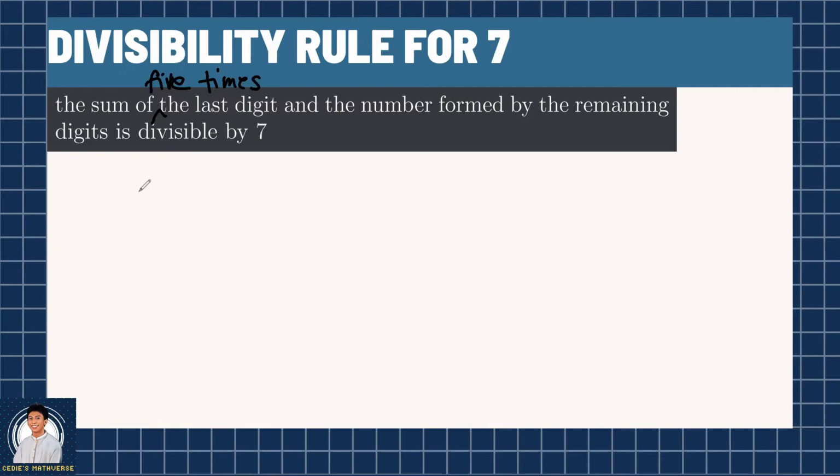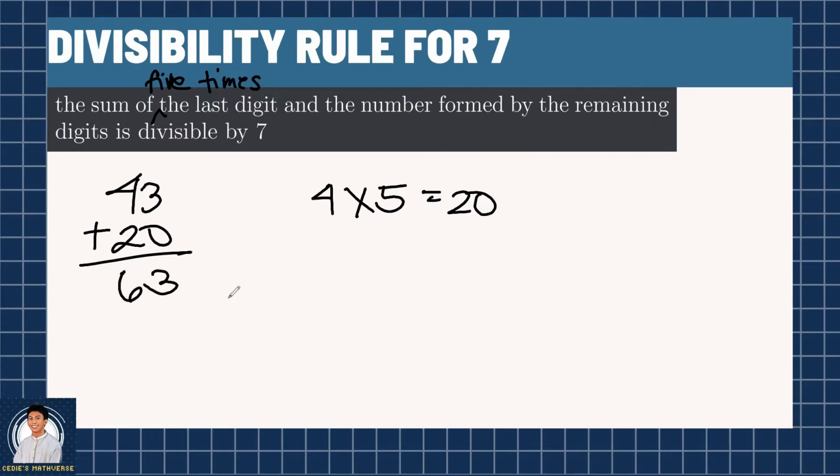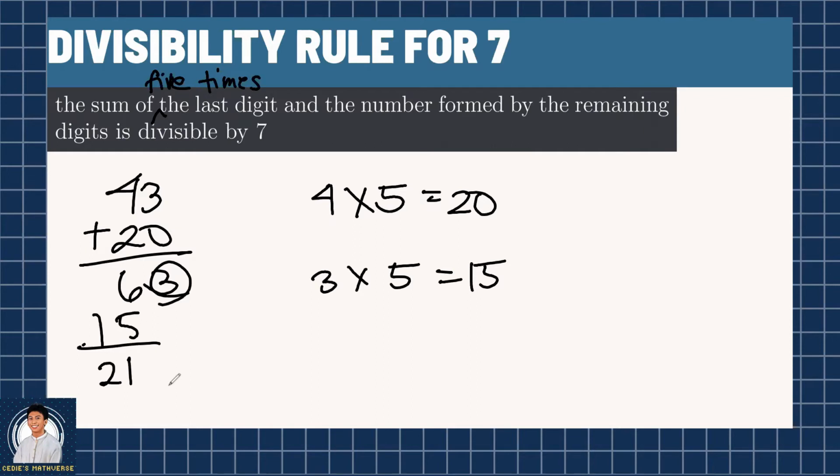For example, we have 434. We will remove 4, then multiply it by 5. 4 times 5 equals 20, and now we add it to the remaining digits. 43 plus 20 equals 63. Then we do the same again. Remove 3, times 5 equals 15, then 6 plus 15 equals 21, which we know is a multiple of 7.